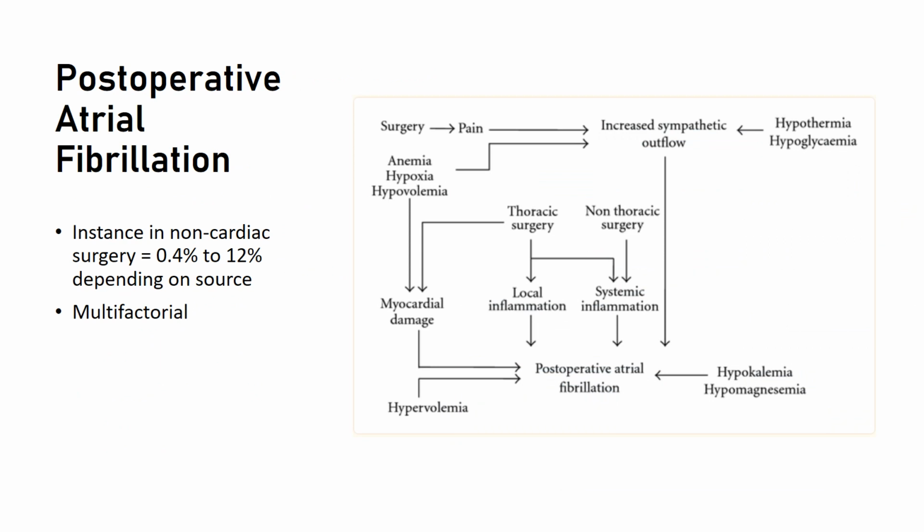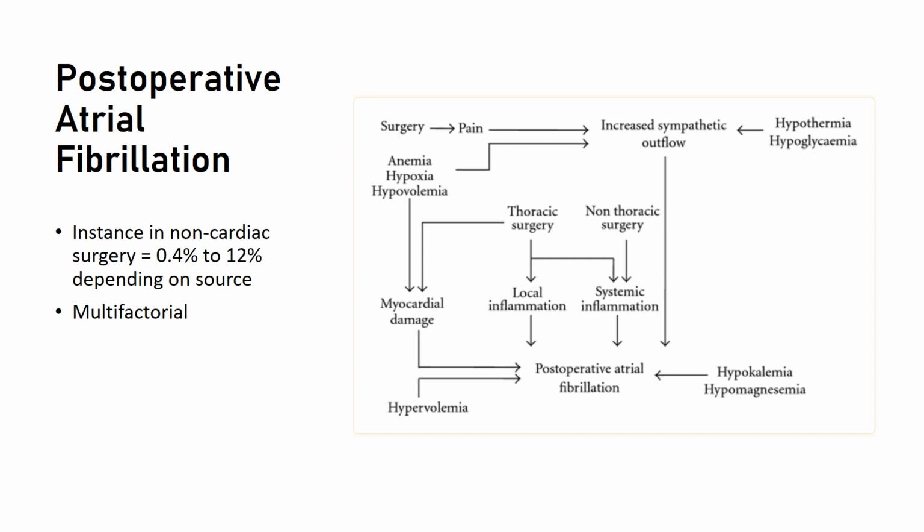All right, our next topic here is postoperative atrial fibrillation. So it's well described that atrial fibrillation is definitely a risk of going through surgery. In non-cardiac surgery, our risk of this for all comers is somewhere between 0.4% to about 12%, depending on the sources that you read. And this atrial fibrillation comes from a lot of different places. So if you look over to the diagram on the right, it often originates with pain of surgery.